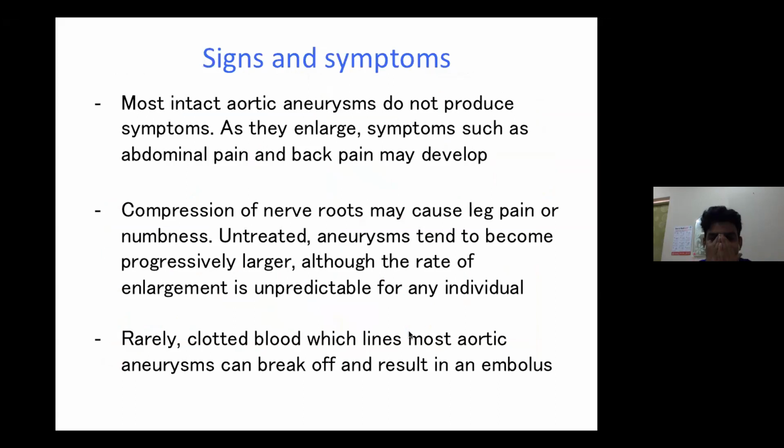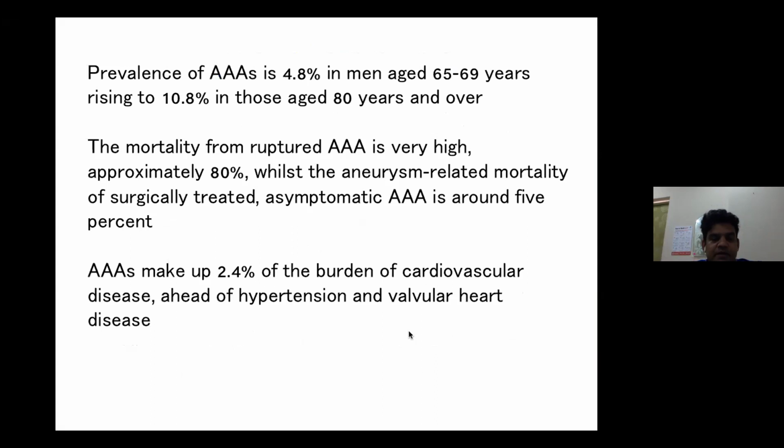Now, how do they present? Mostly, intact aortic aneurysms do not produce symptoms. As they enlarge, symptoms such as abdominal pain and back pain may develop. Compression of the nerve roots may cause leg pain or numbness. Untreated aneurysms tend to become progressively larger, although the rate of enlargement is unpredictable for any individual. Rarely, clotted blood, which lines most aortic aneurysms, can break off and result in an embolus.